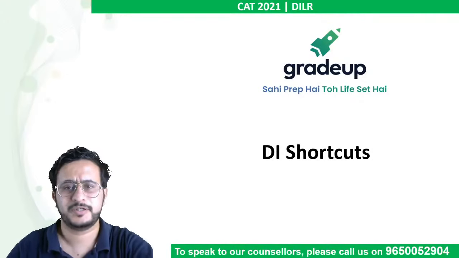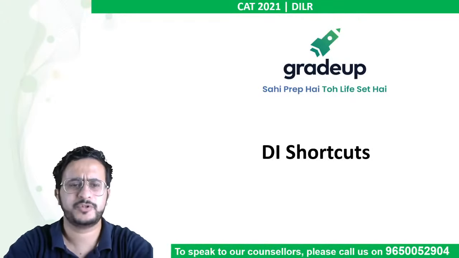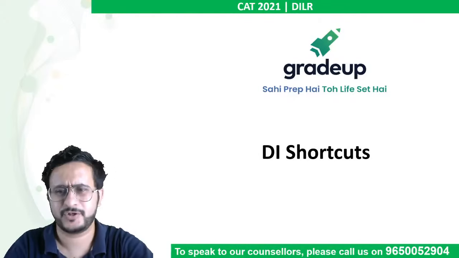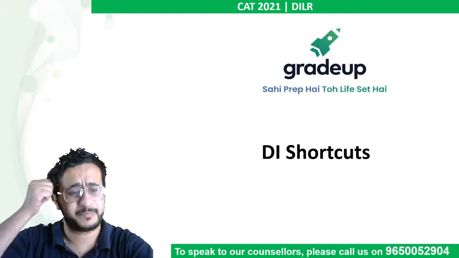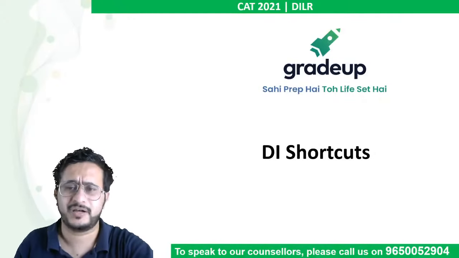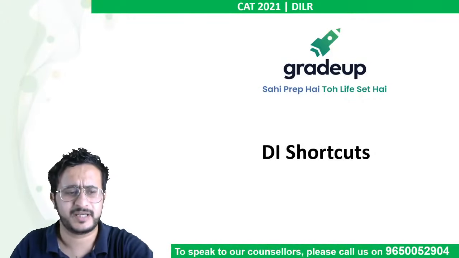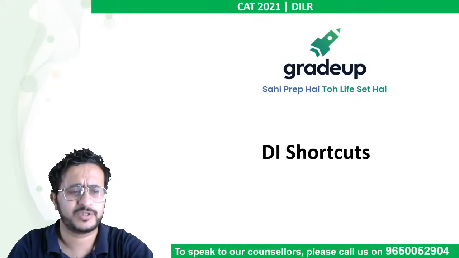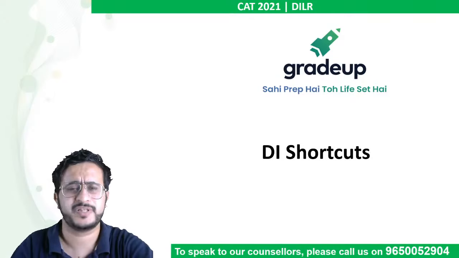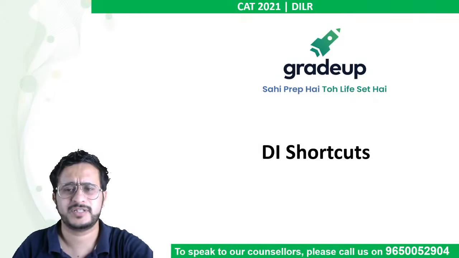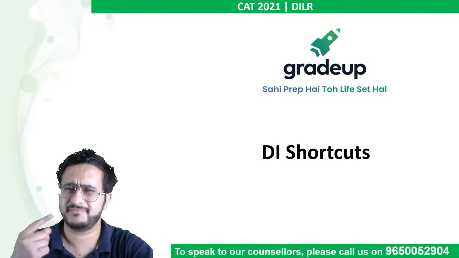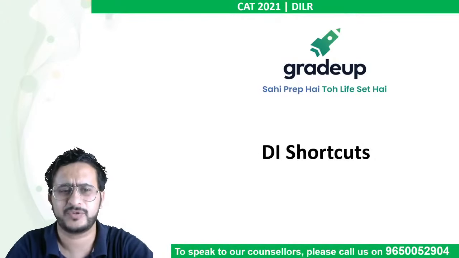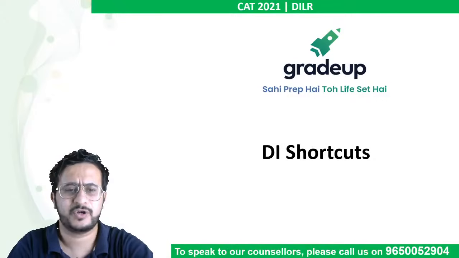So, in this video, I'm going to discuss certain DI shortcuts. These can be applicable only when you have some calculation-based DI. And if we talk about general examinations, apart from CAT, most of the examinations will have calculation-intensive DI. In CAT, maybe one or two sets you might get calculation-wise, but otherwise it's logical DI.